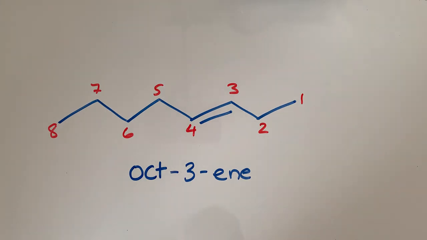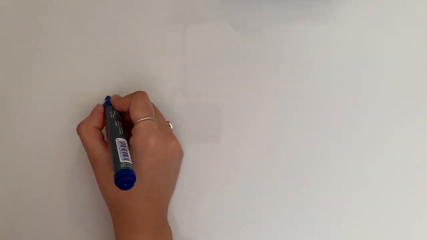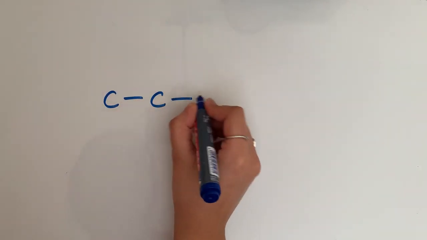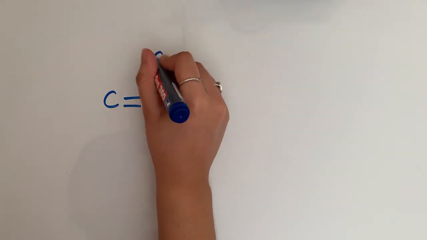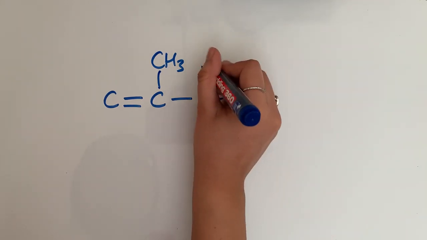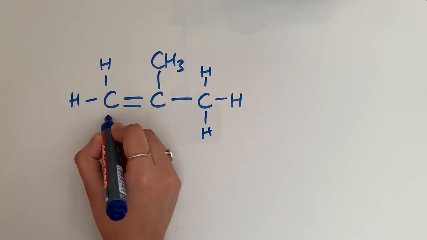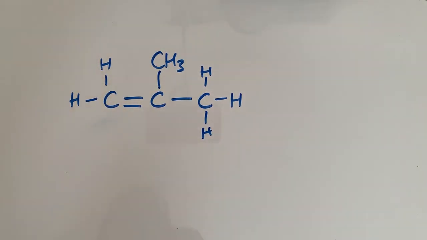We've just been looking at straight chain or unbranched alkenes. Let's now have a look at some branched alkenes and how to name those. Okay, so just double check, each carbon has 4 bonds.